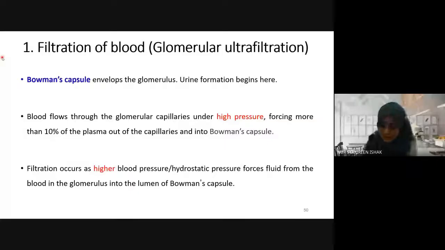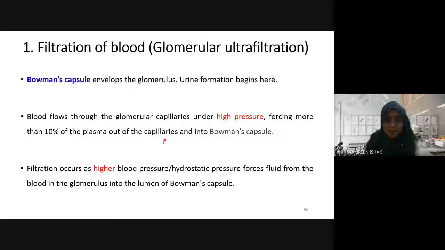Okay. So the first stage is filtration. Filtration of blood, or glomerular ultrafiltration. You can write either term. Ultrafiltration is fine, filtration is also fine. At the Bowman's capsule, the Bowman capsule envelopes the glomerulus. You can use either term, envelopes or surrounds the glomerulus. So urine formation begins here. Blood flows through the glomerular capillary under high pressure, forcing more than 10% of the plasma out of the capillaries into the Bowman capsule.